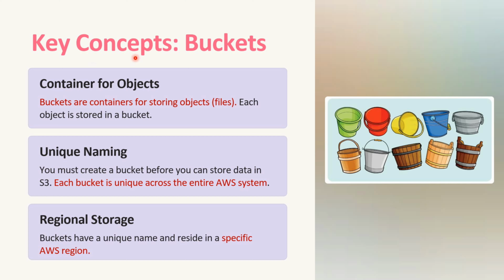Now we will see the key concepts. First one is buckets. Buckets are containers for storing objects or files. Each object is stored in a bucket. You must create a bucket before you can store data in S3. Each bucket is unique across the entire AWS system. Buckets have a unique name and reside in a specific AWS region.